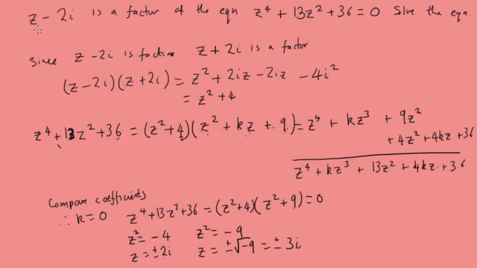So this is what we have up here already, what we worked out here, and this is the other roots. So our roots are z equals plus or minus 2i and z equals plus or minus 3i. So here we've got 4 complex roots.